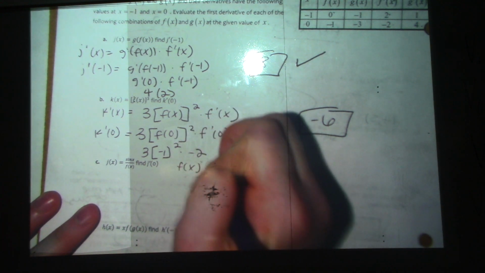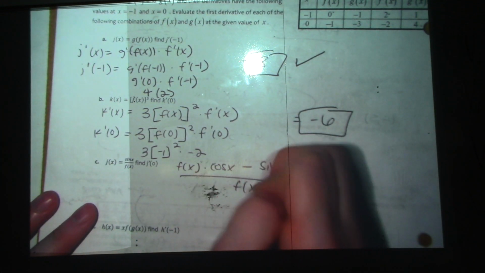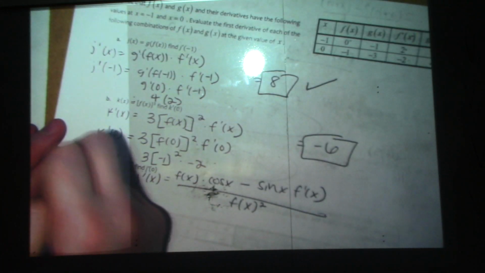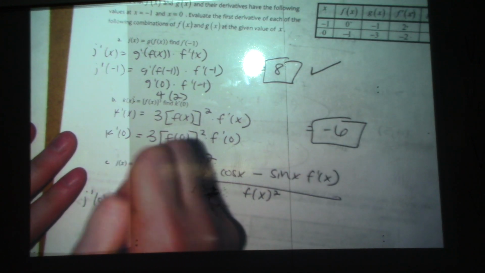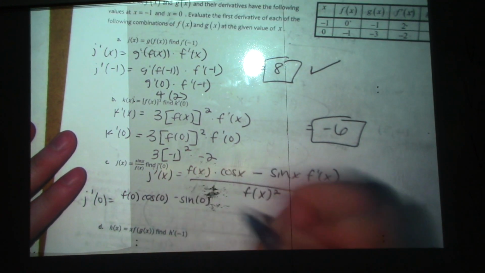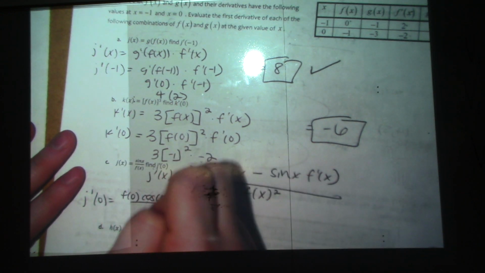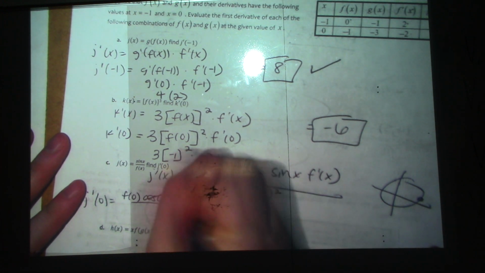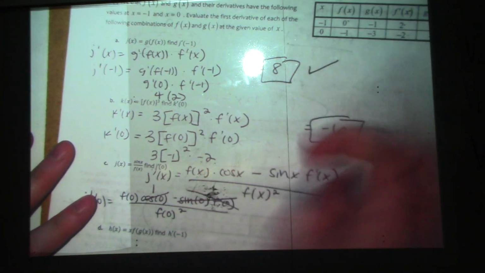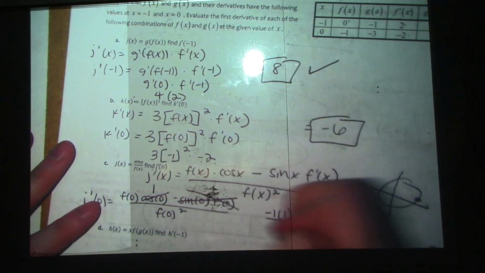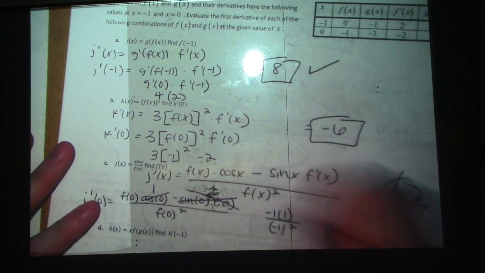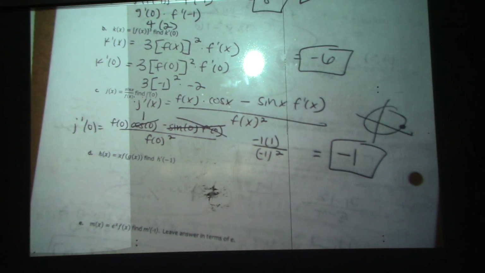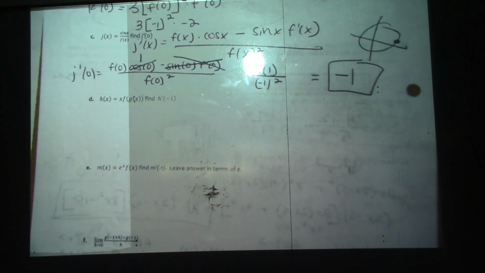Here we are going to use quotient rule, so low d high would be cosine minus high d low, which is f prime of x, underneath the low squared goes. That's just your generic j prime of x. So j prime of 0 is going to be f of 0 cosine of 0 minus sine of 0 f prime of 0 over f of 0 squared. If you look at your 0, sine is 0, cosine is 1. So this term goes away because it's 0. This is just 1. F of 0 is negative 1, so it's negative 1 times 1 over negative 1 squared. That becomes positive, so you have negative over the positive, which is just negative 1.